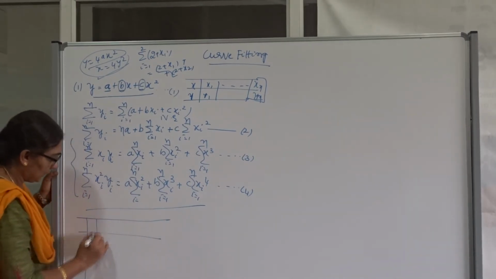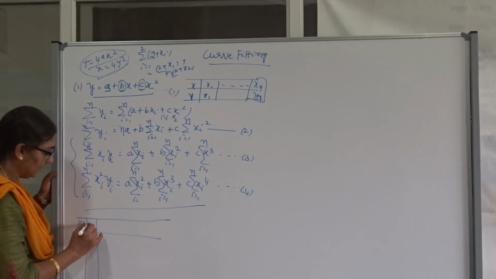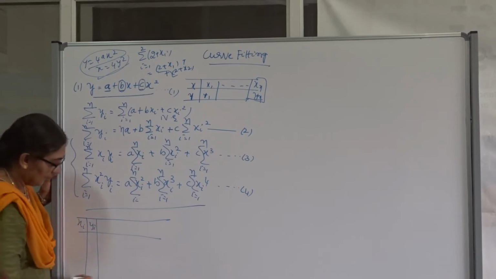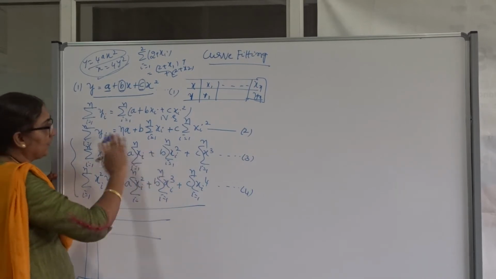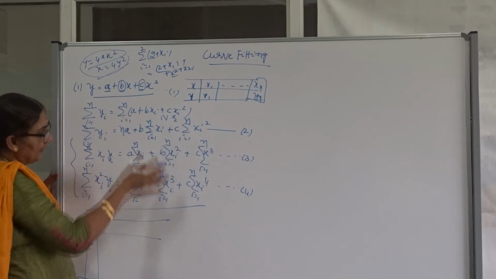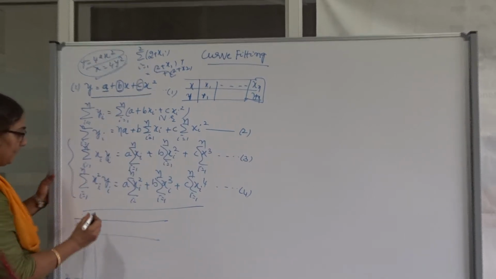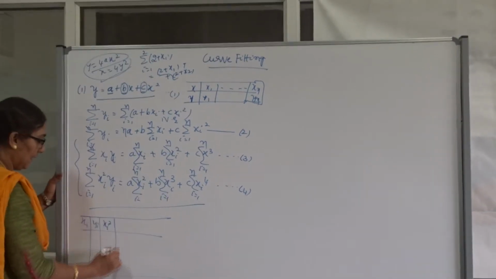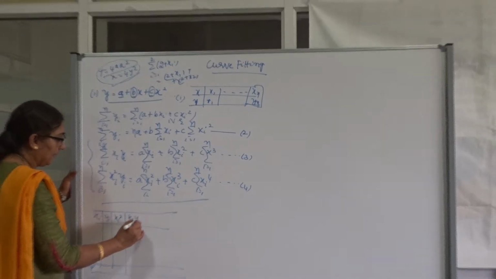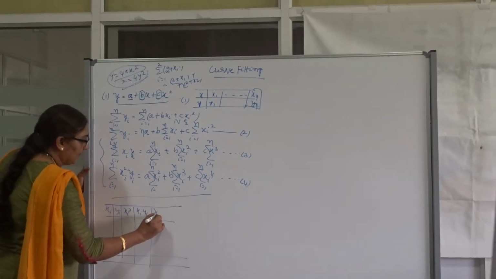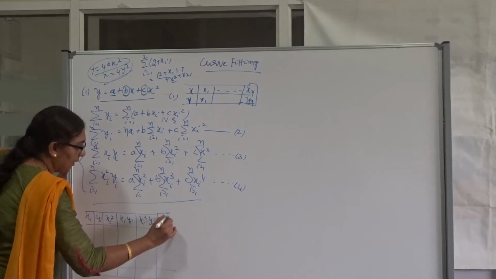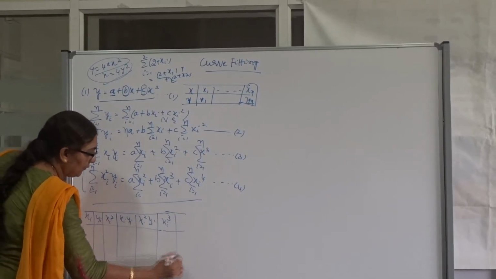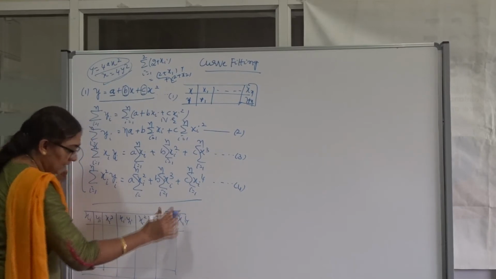The first 2 columns are nothing but the given data xi and yi. The last row gives us the total. Find out the total, and along with that, find out all the summation values required in the normal equations. I require xi square, xi yi, xi square yi, and also xi cube, and also xi to the power of 4. Now these values are required.